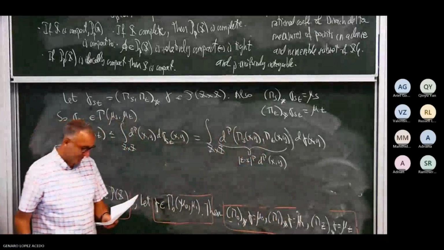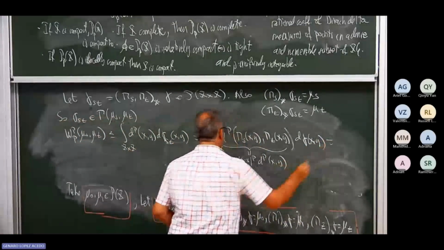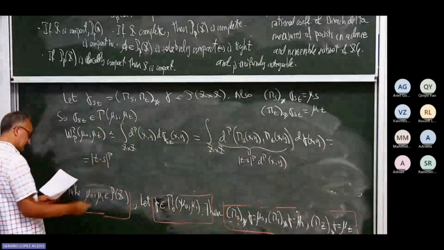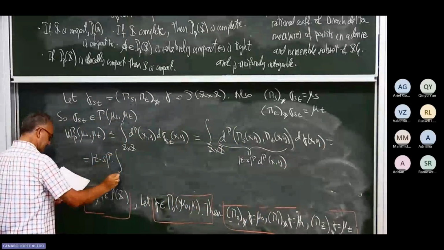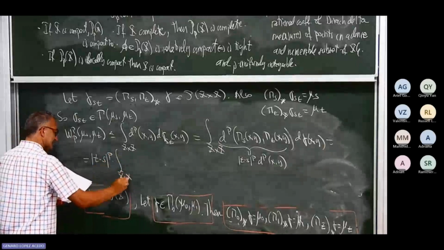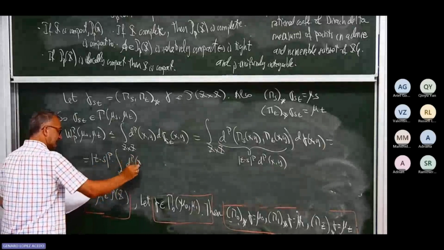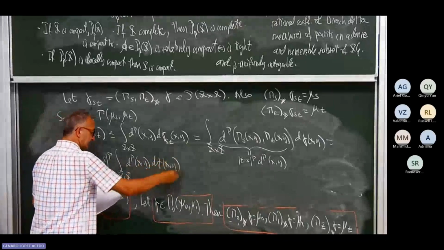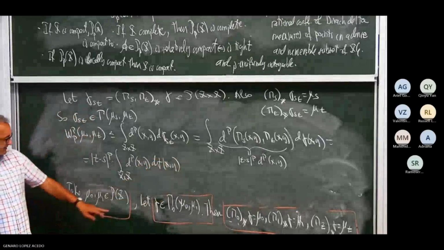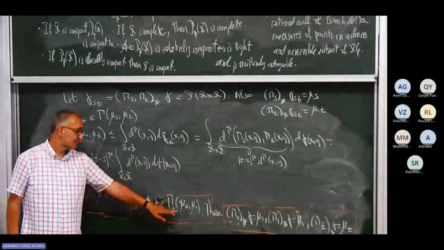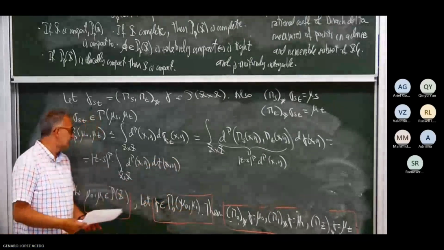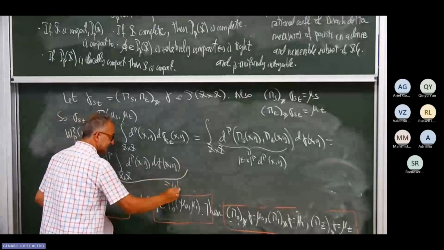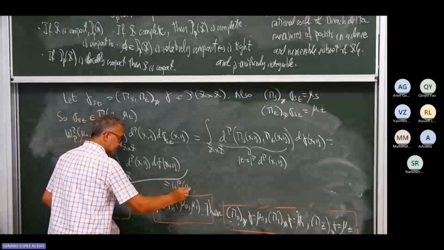So it's equal to (t minus s) to the p, integral of d(x, y) to the p, d gamma. But gamma was an optimal coupling from mu0 to mu1. So it is actually equal to the distance to the p power between mu0 and mu1.